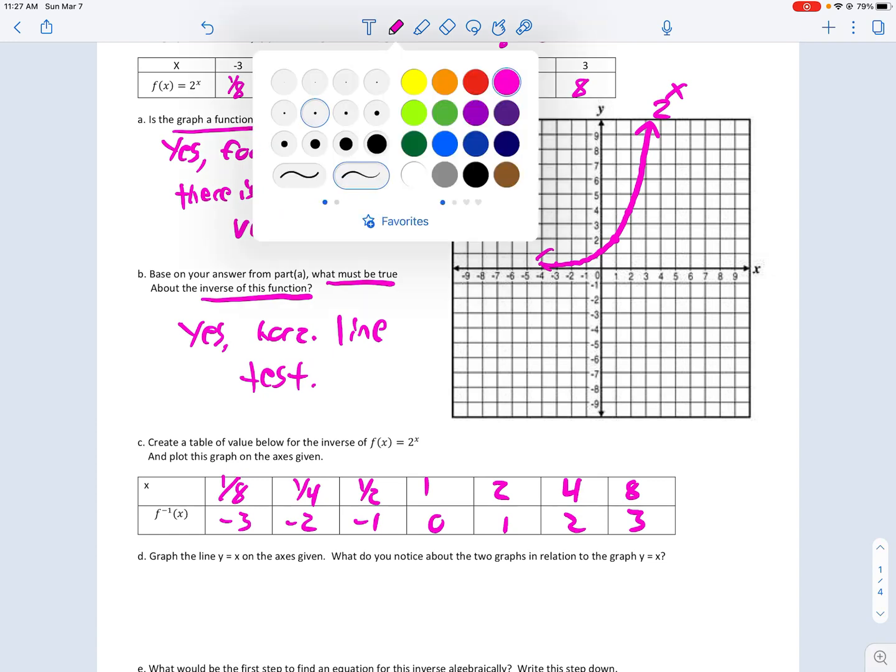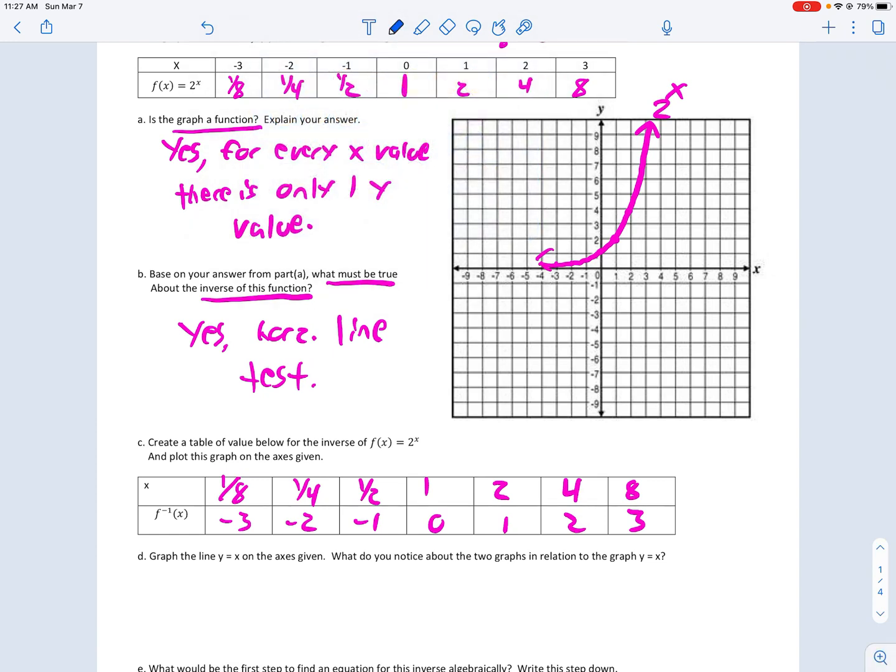So let's plot that. Okay, so 1/8 is going to be negative 3 down there. 1/4 is negative 2. 1/2 is negative 1. 1, 0, 2, 1, 4, 2, and 8, 3. So this is my inverse. So we denote that as f to the negative 1. So that's the inverse.